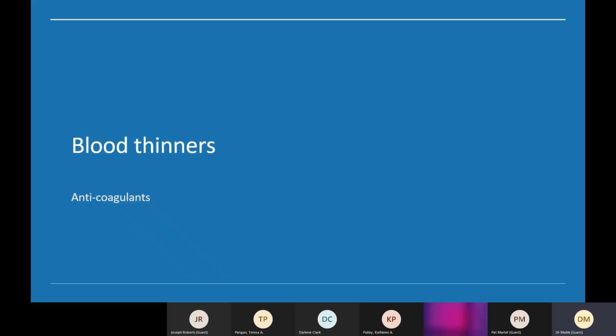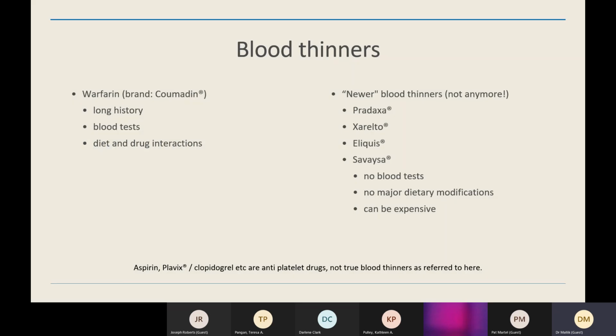Blood thinners are also called anticoagulants. There are two classes of blood thinners. One is warfarin. The brand name is Coumadin, so you might hear people refer to this blood thinner as Coumadin as well. It's been around for about, I believe, 30 or 40 years. So it's pretty well known. We know how it works, what to do if the levels get too high, etc.